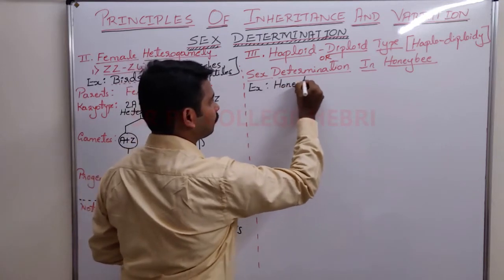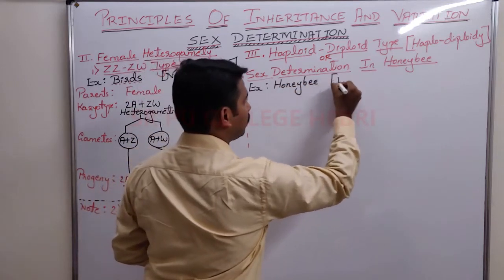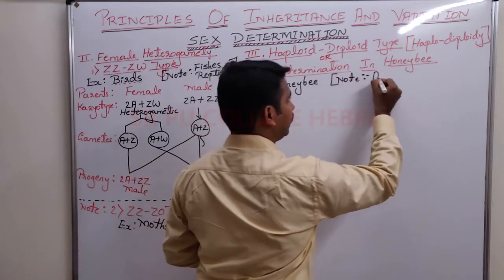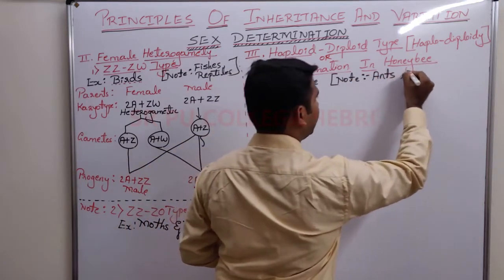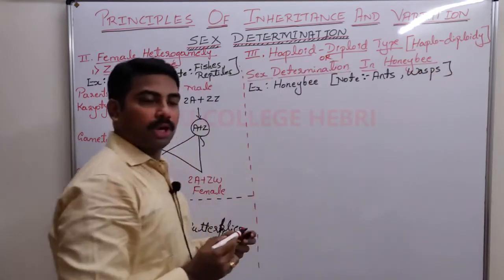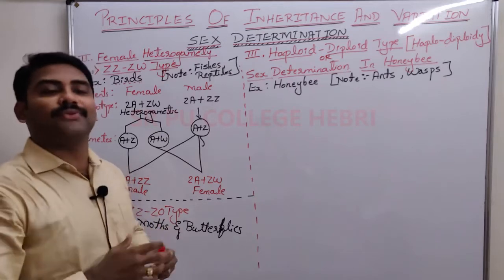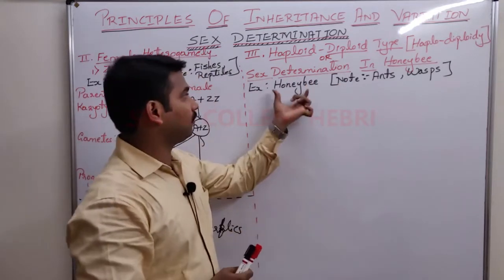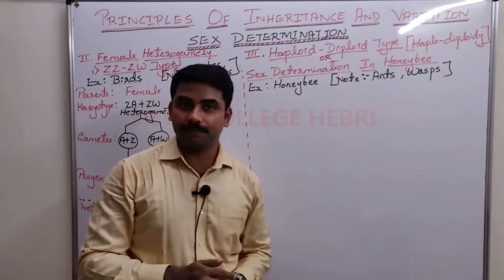What is that? Honeybee. Remember, apart from honeybee, we can even see this in case of whom also? Ants and some wasp species also. We can see this, a unique phenomenon that we will see in some of the insects. One of the best examples is honeybee.